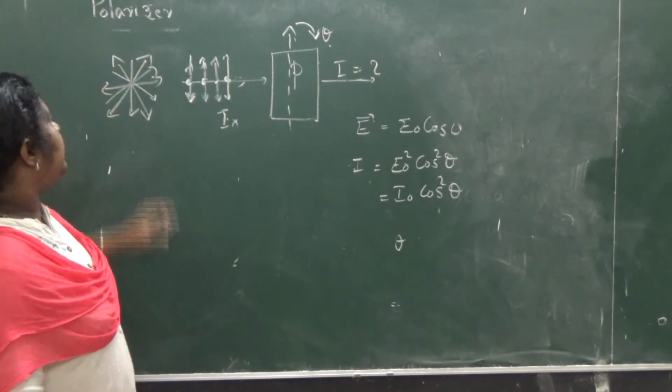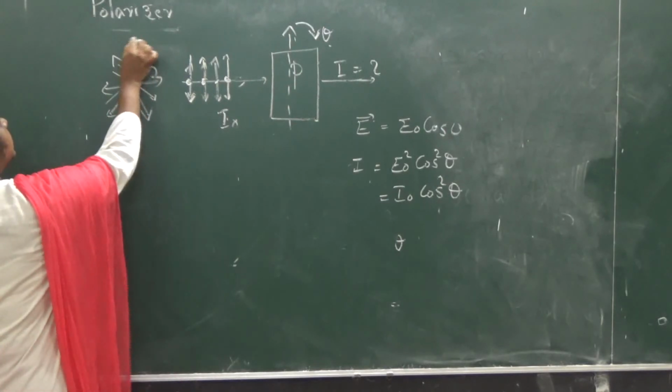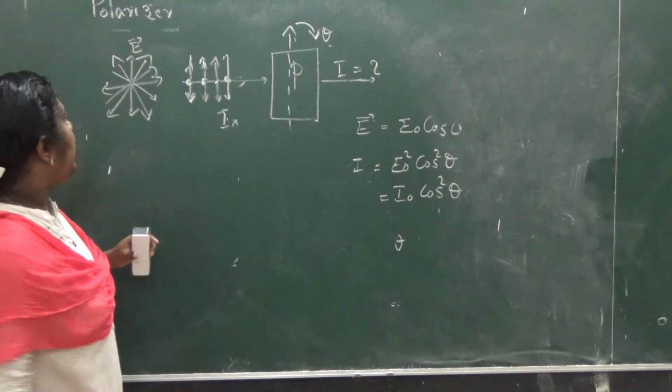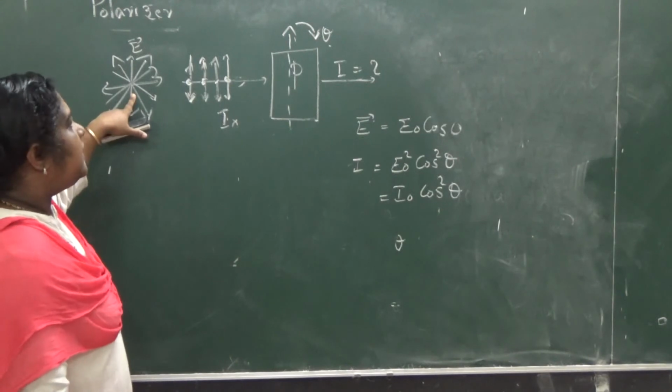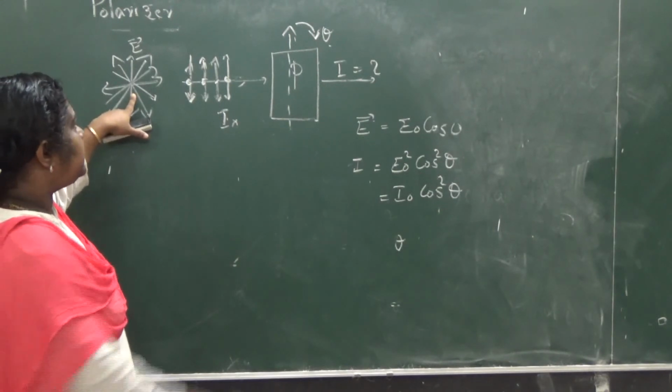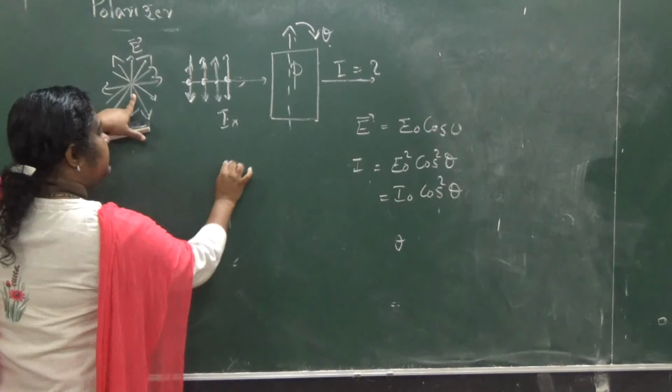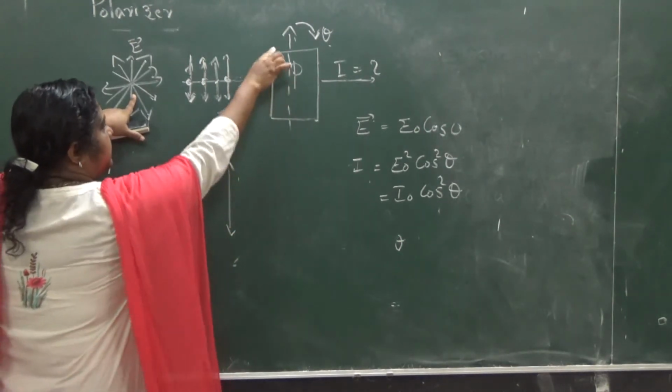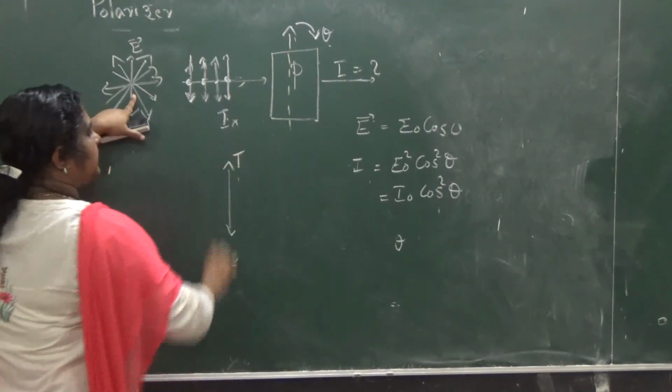So this is our electric field vibration, that is polarization. Unpolarized light representation. So I can say, suppose this is our transmission axis. Okay, this is our transmission axis. It is perpendicular to the transmission axis.